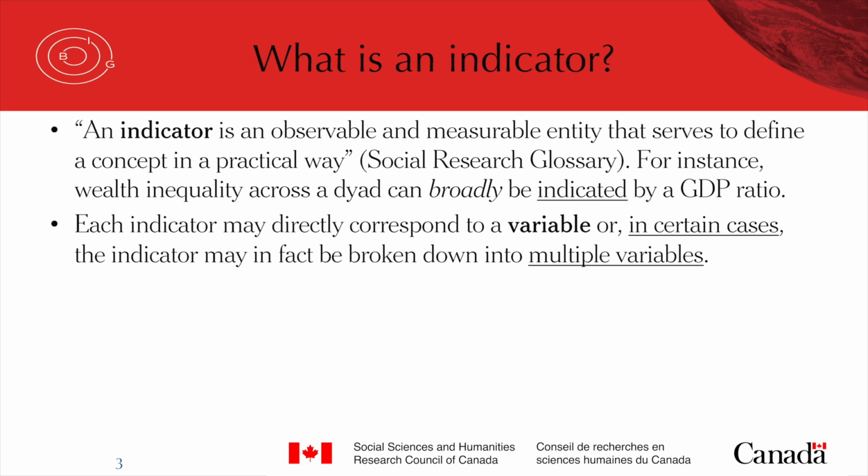The concept of indicator is very familiar to social scientists who want to measure what they study. According to the Social Research Glossary website, quote, "An indicator is an observable and measurable entity that serves to define a concept in a practical way." End of quote. For instance, in Kathleen Stout's Border Inequalities database, which some of you might have heard of, wealth inequality across a dyad can broadly be indicated by a GDP ratio, which we have also used in our BiG Dyads database. Each indicator may directly correspond to a variable, or in certain cases, the indicator may in fact be broken down into multiple variables. Actually, the latter is the case with our BiG Dyads database, which I'm going to explain why in our presentation number 2.